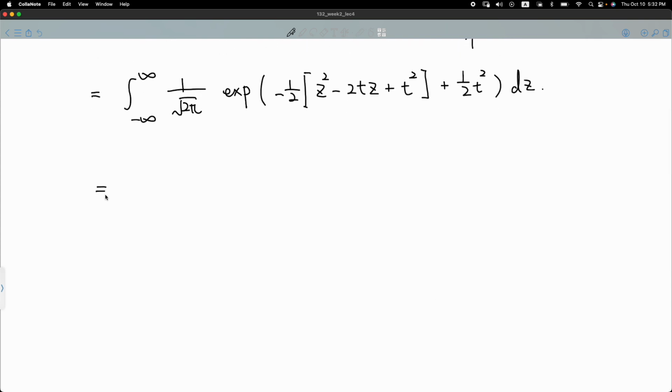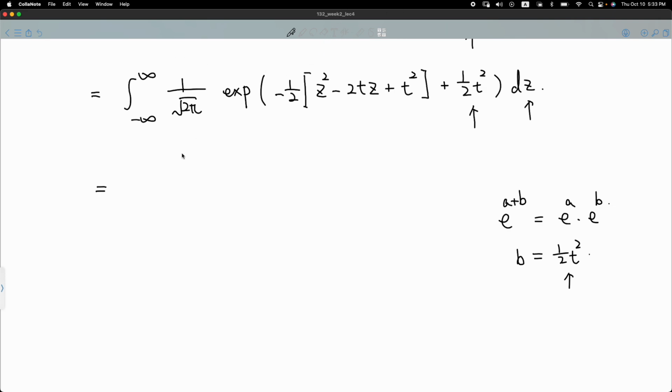And then let's say we first bring this component outside the integral. So what we have here is e to the a plus b, and then we want to rewrite it as e^a multiplied by e^b. And then here we let b equal to 1/2 t squared. Because it does not involve the random variable z here, it serves as a constant, the e raised to the power of b, so that we can move it outside.